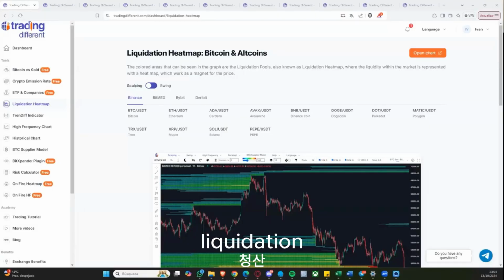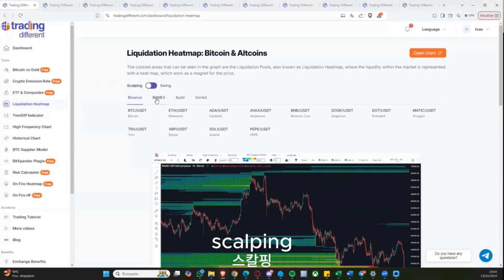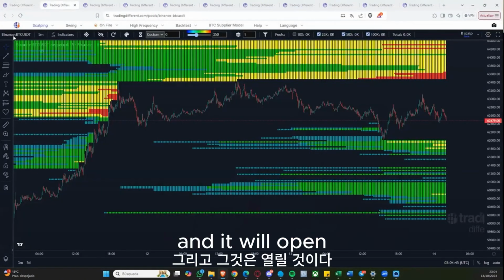We will see how Liquidation Heatmap is used on the trading website. In the Liquidation Heatmap section, we have two types of charts, scalping and swing. You can switch between them and see that each chart shows the corresponding exchange with its different pairs. Just click on it and it will open.